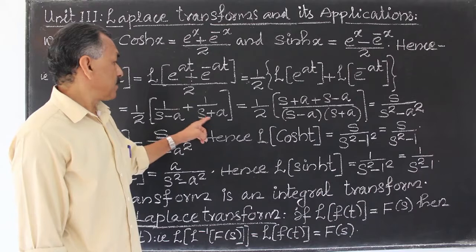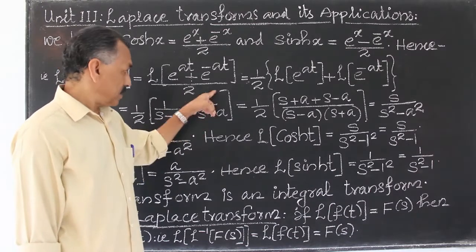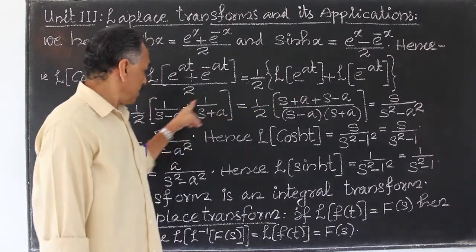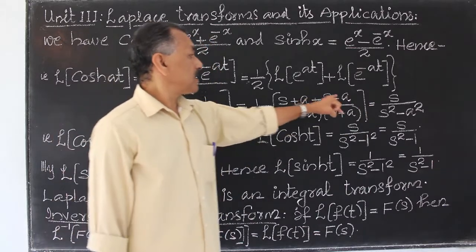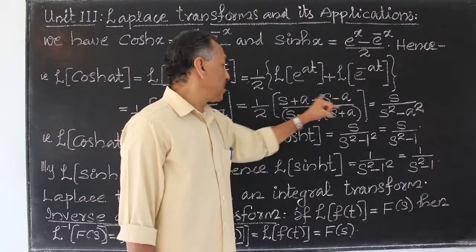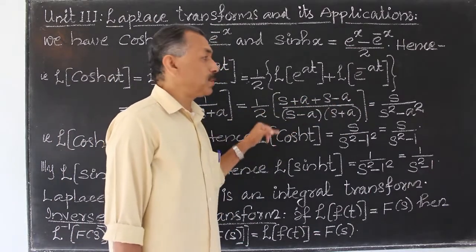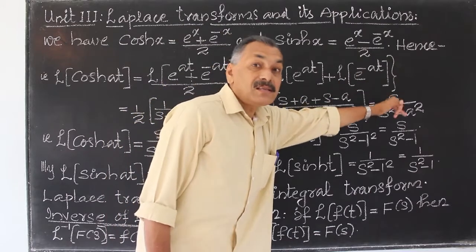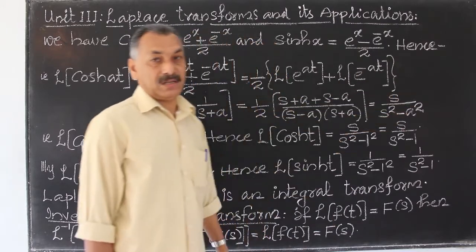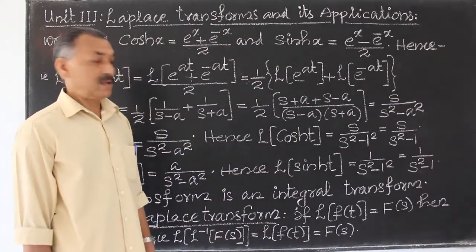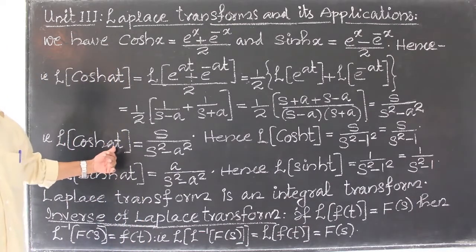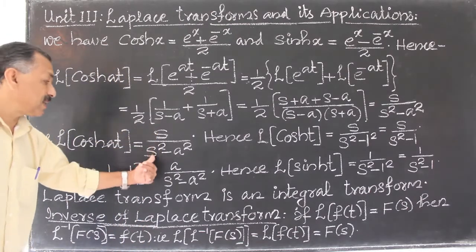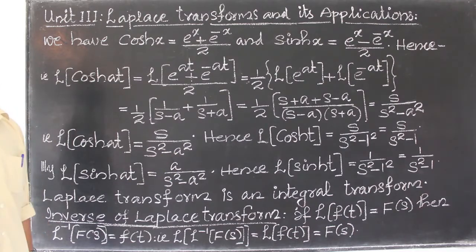Now, cross multiplication: 1 into s plus a, and 1 into s minus a, divided by s minus a into s plus a. Now plus a and minus a cancel. That is 2s divided by these. And the 2 cancels. s divided by s square minus a square. So again, the Laplace transform of cosh at is equal to s divided by s square minus a square.